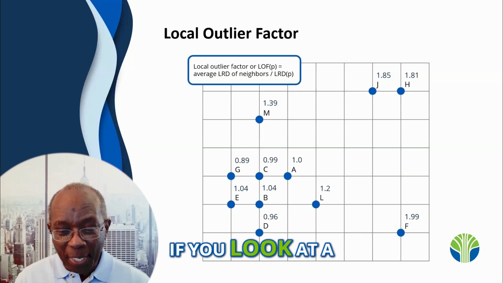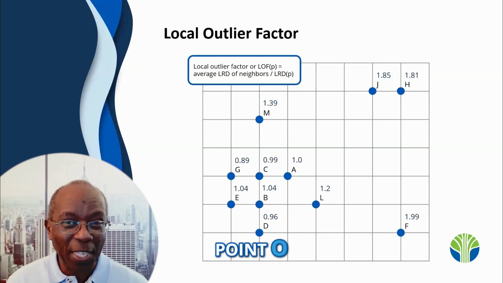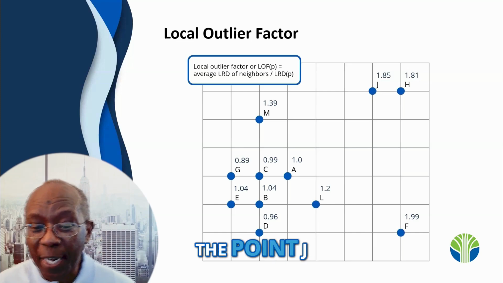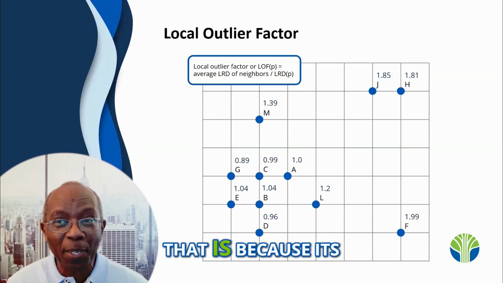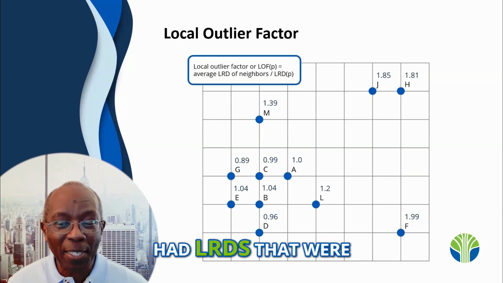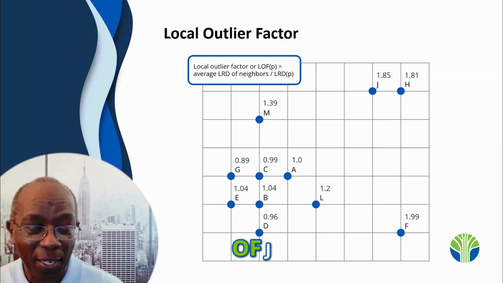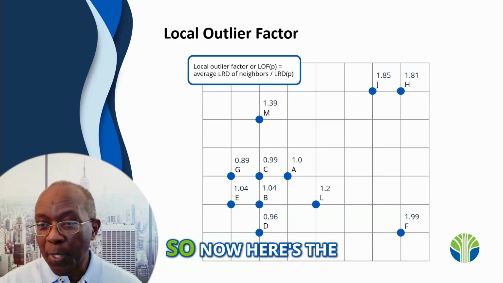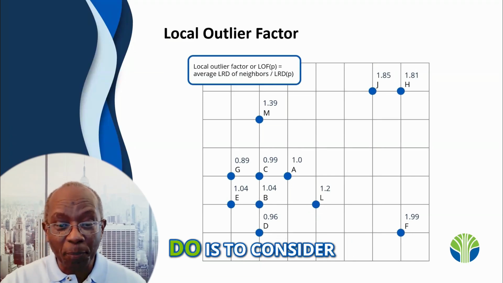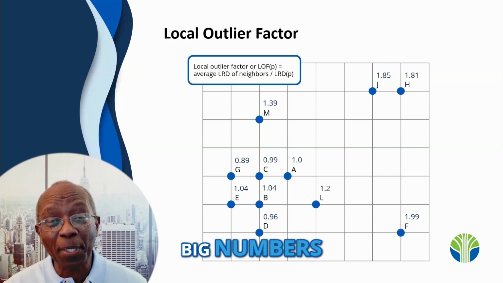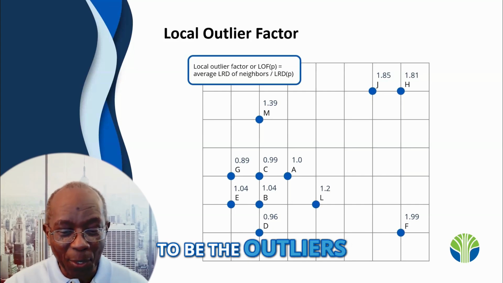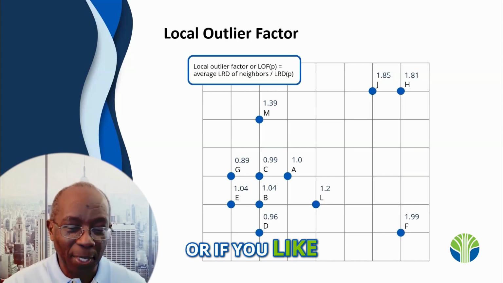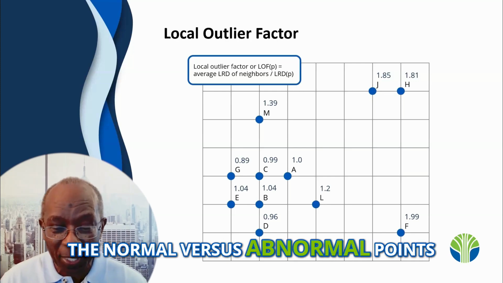Now, from our discussion, if you look at A, for instance, it's got a 1.0. That's because, remember, its neighbors had just about the same LRD. If you look at the point J, it's got 1.85. That is because its four neighbors had LRDs that were significantly larger than that of J. So when you took the division, you got a number that was pretty large. Okay, so now here's the punchline. We're going to consider the ones that have big numbers to be the outliers, and consider the ones that have smaller numbers to be the inliers, or if you like, the normal versus abnormal points.